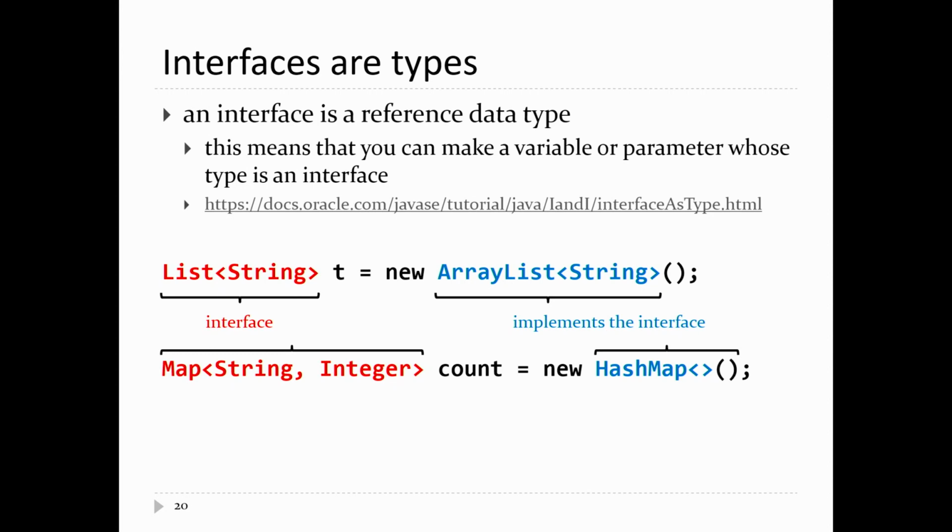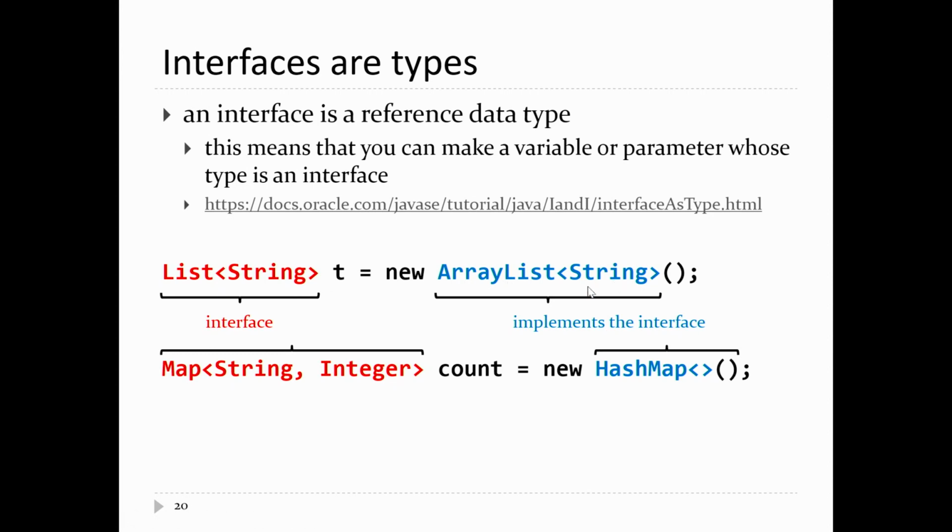So interfaces are, in fact, reference types. So they do define a type. And that means you can make a variable or parameter whose type is also an interface. So I can write something like List<String> t is a new ArrayList, or Map<String, Integer> is a new HashMap. So I can actually store any kind of list, like ArrayList, in a list variable. I can store any kind of map in a map variable. And so on the left-hand side, we have a type that is an interface.